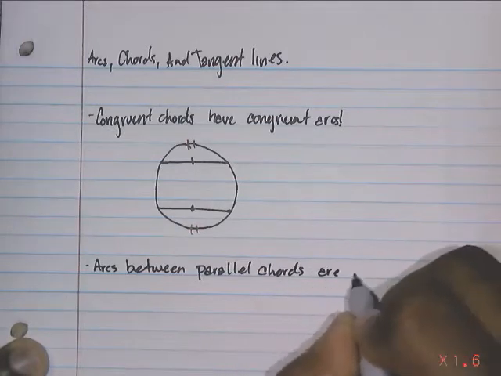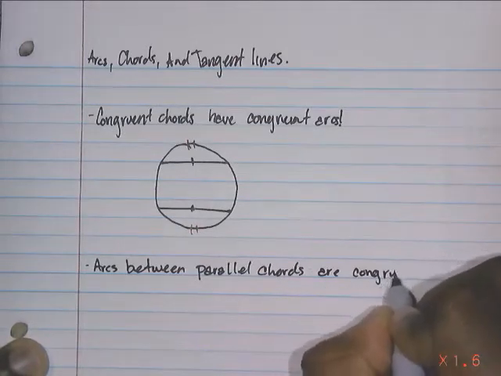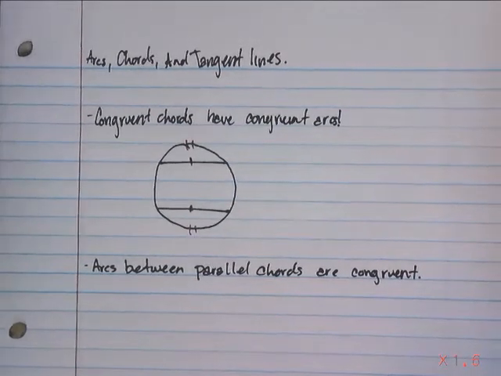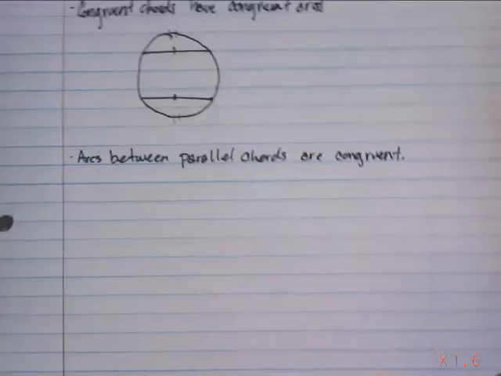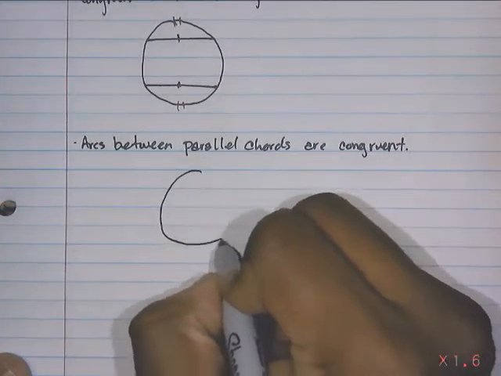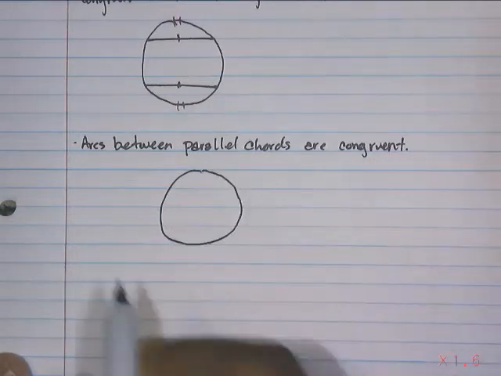The second thing we must remember is that arcs between parallel chords are congruent as well. All right, arcs between parallel chords are congruent as well, and there's a reason for this.